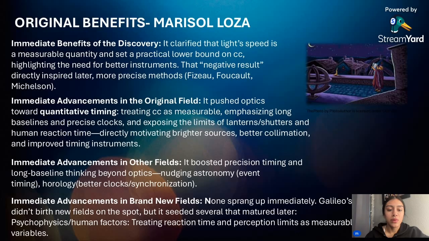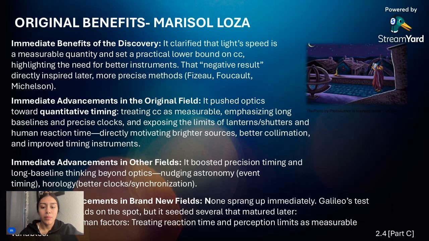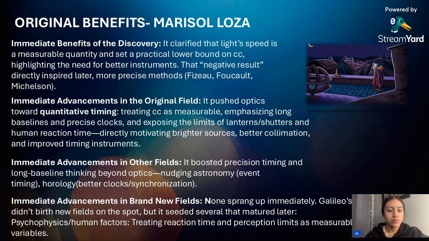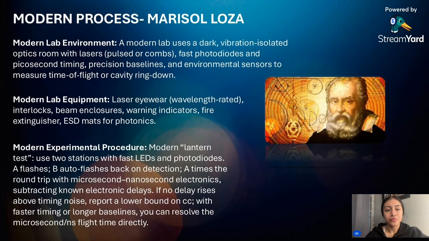Immediate advancements in brand new fields. None sprang up immediately. Galileo didn't birth new fields on the spot, but it seeded several that matured later, such as psychophysics and human factors, treating reaction time and perception limits as measurable variables. The modern process. Modern lab environment.